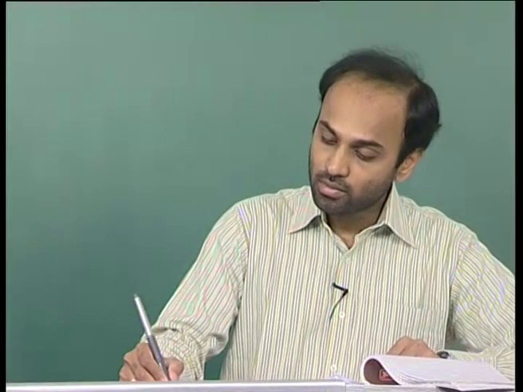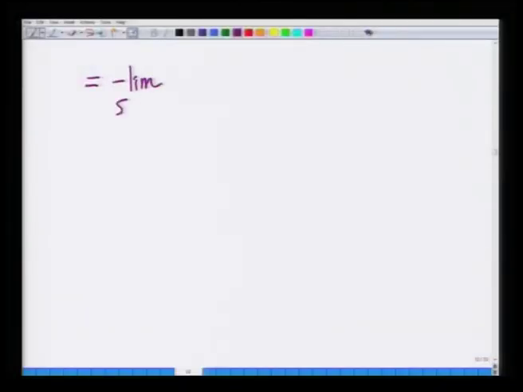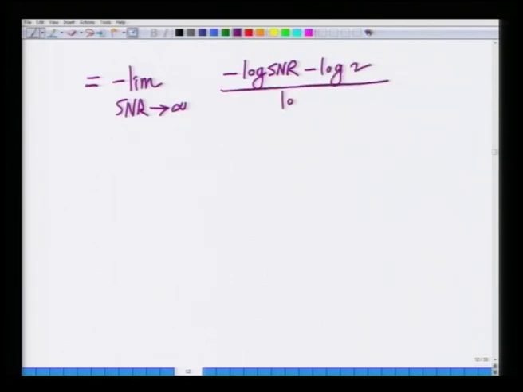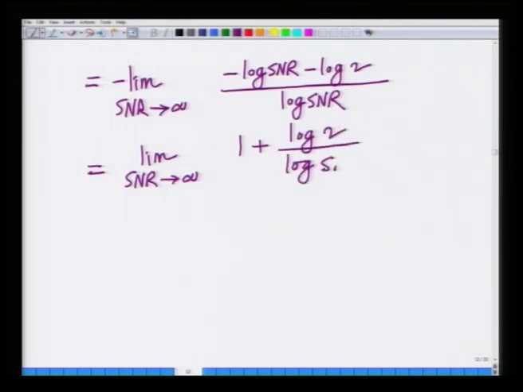This can also be written as minus limit SNR tends to infinity of minus log of SNR minus log of 2, divided by log of SNR, since log of 1 over 2 SNR is minus log of SNR minus log of 2. I will now bring the minus sign inside. So this becomes limit SNR tends to infinity of 1, because log of SNR over log of SNR is 1, plus log of 2 over log of SNR.